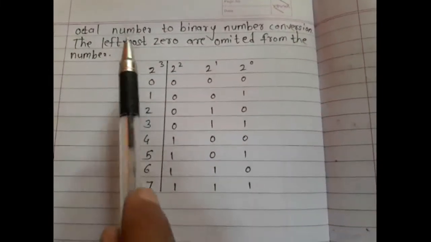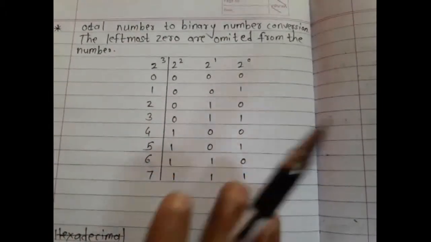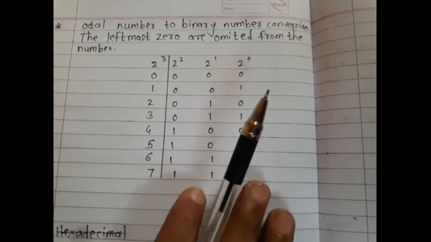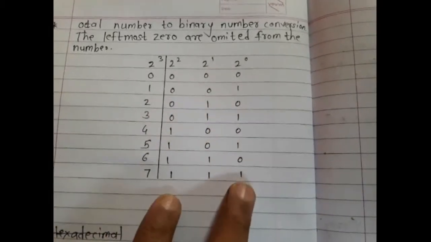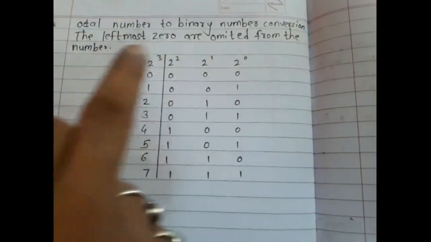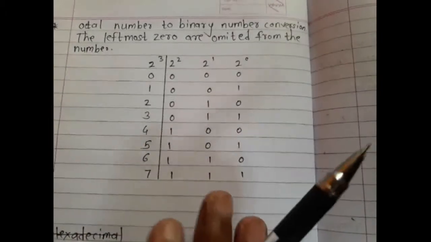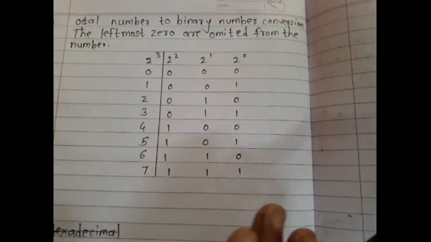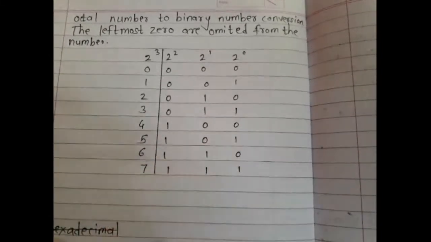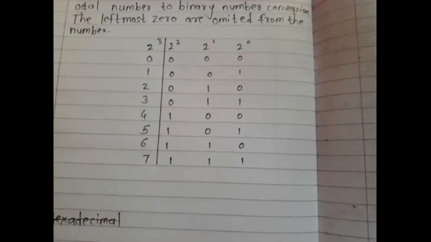Now see students, we will see octal number to binary number conversion. This is the chart of octal number to binary number conversion. From this chart, you have to do the conversion. Now see, the leftmost 0s are omitted from the number. What you have to do? You have to omit the leftmost 0. Whatever 0 is on the left hand side, you have to omit it, remove it. First look at this chart and only then do the conversion. Now we will take one conversion.